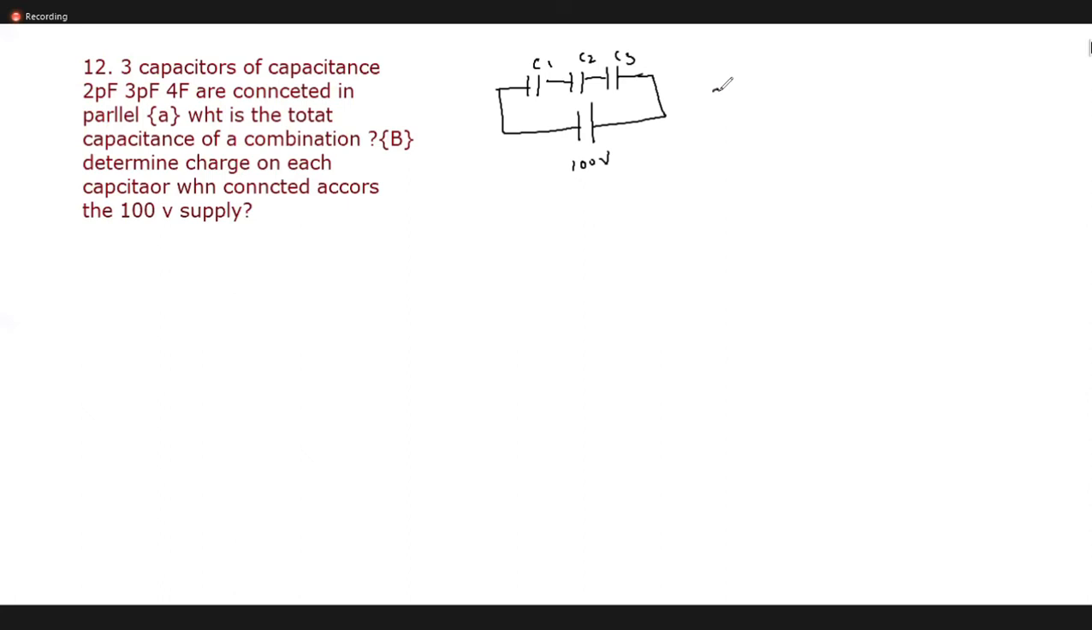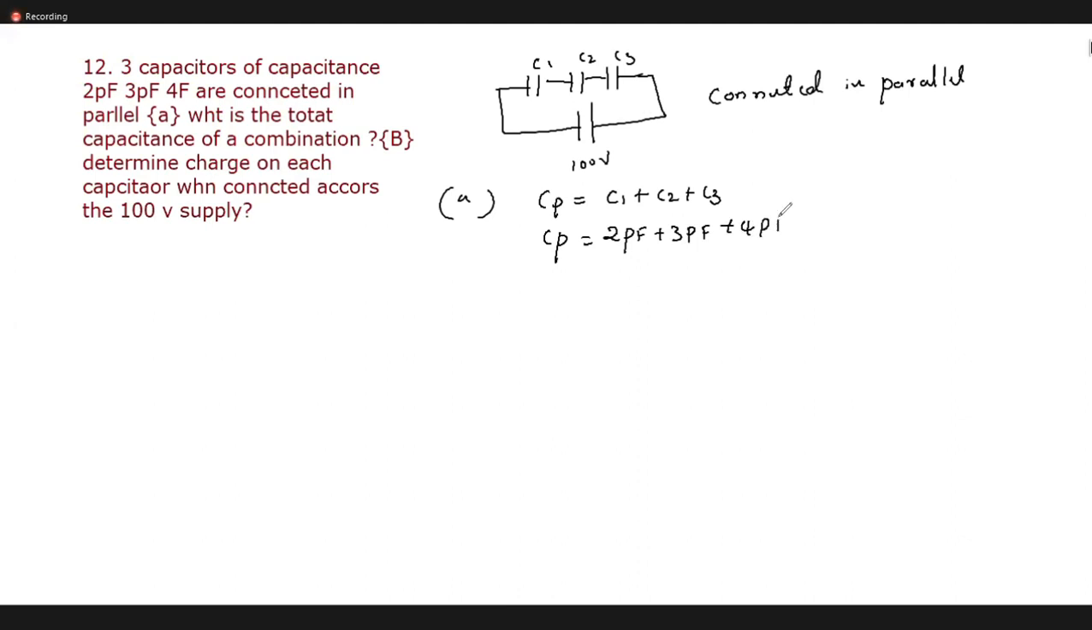So when they are connected in parallel, the first thing will be CP. CP is equal to C1 plus C2 plus C3. Am I correct? So 2 pF plus 3 pF plus 4 pF. So it will be 9 pF. Okay, the combination is 9 pF.